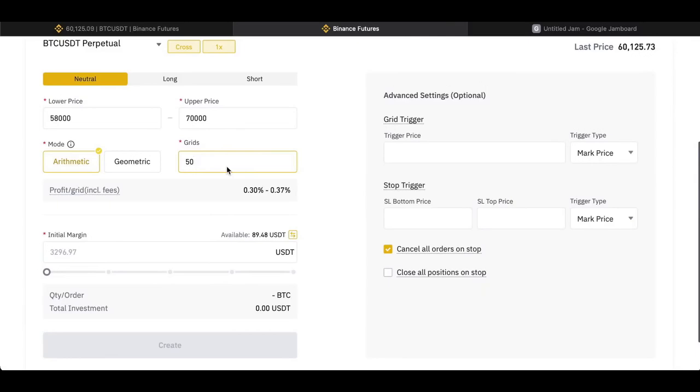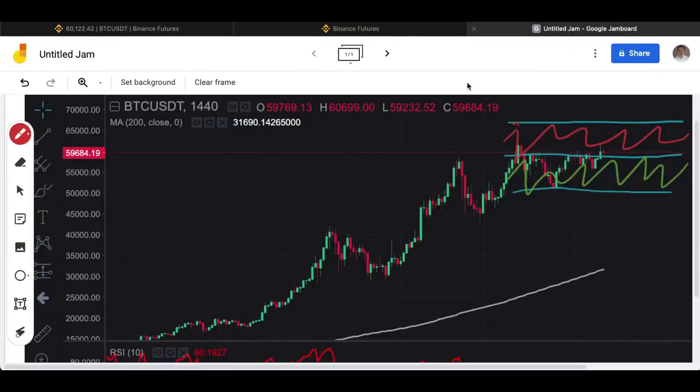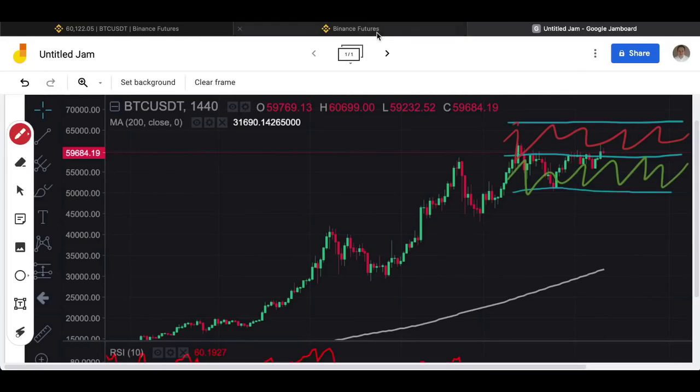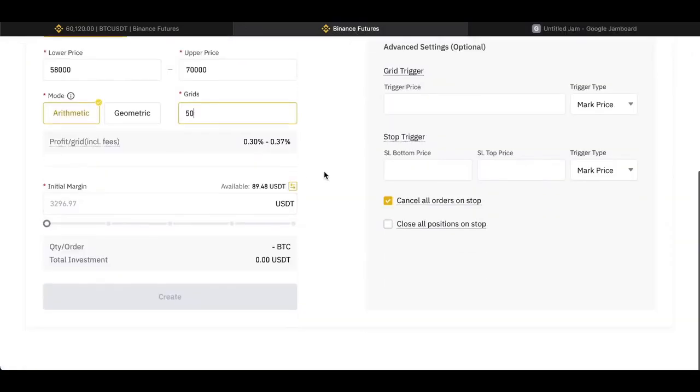If the price moves up and down and you complete a grid and then it carries on and moves down again, you'll be trading that same grid again. The bot will keep trading for you forever until you tell it to cancel. And if the price moves out of this range, like I said, it just won't trade for you.